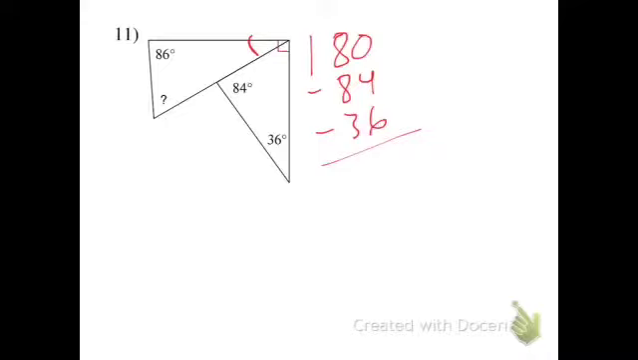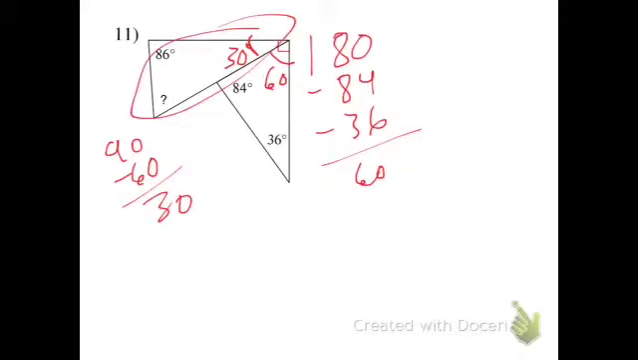Oh, it takes a little bit of work trying to punch this in. And minus 36 is going to give us 60. So this little degree here is going to be 60. This angle here is 60, which is going to make this angle here 30, because 90 minus 60 there is going to give you 30.